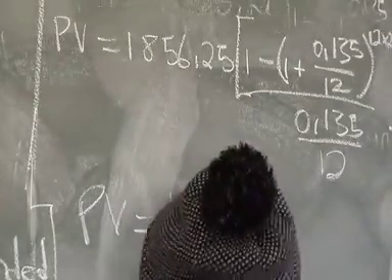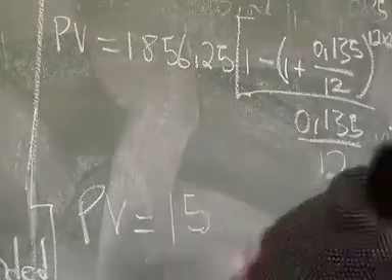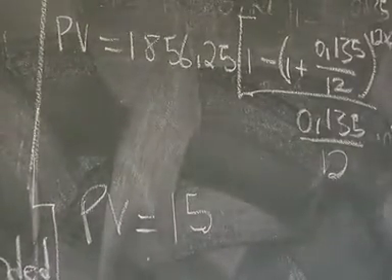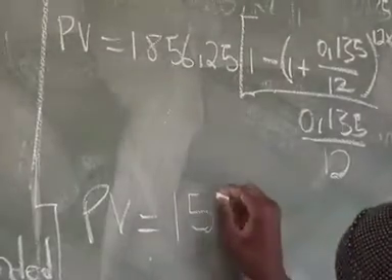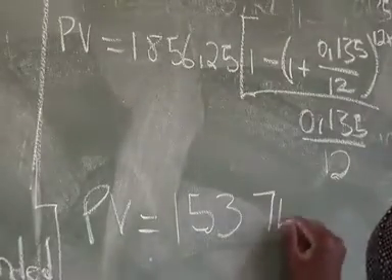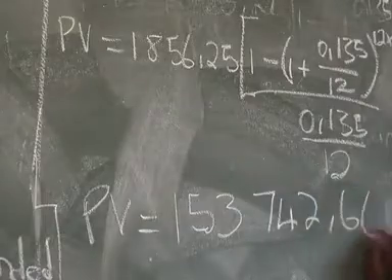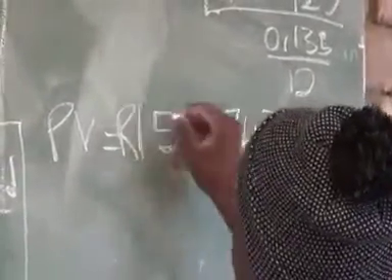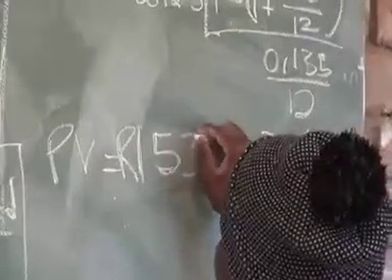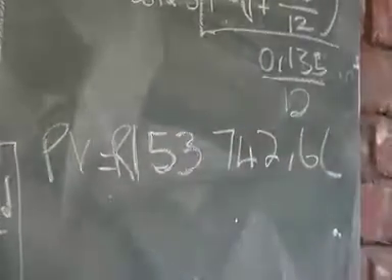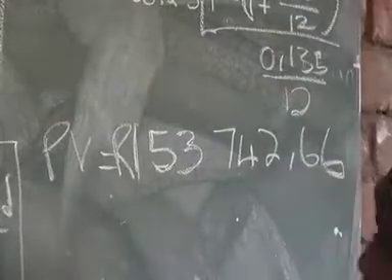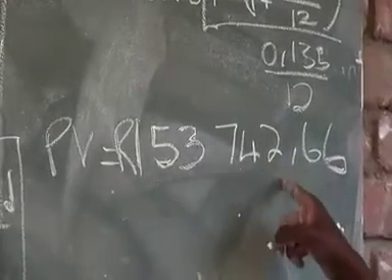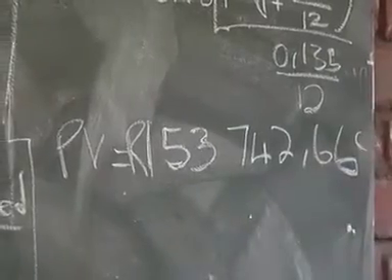So the answer that I get is 153,742.66. Let me just confirm it from the book. Yes, it is correct. So this is the final answer: the present value of the monthly payments that he will be making over 20 years is 153,742 rand, 66 cents. So back to the question.